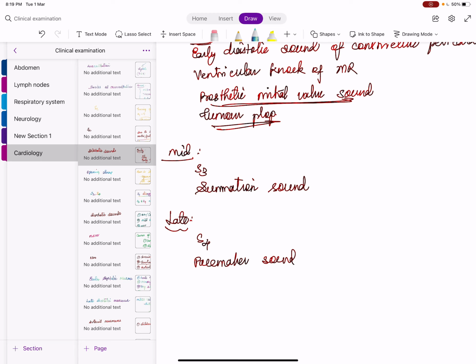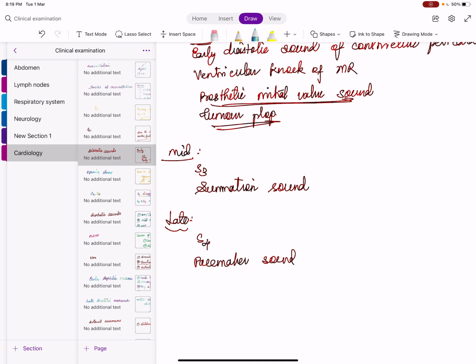This is the pulmonary area, A2, P2. Okay, if P2 is louder than A2 in the pulmonary area, it is loud P2. You are clear with this point, right? Normally, P2 should not be heard in any area other than the pulmonary area. If it is heard in the apex, just hearing P2 in the apex itself is loud P2.